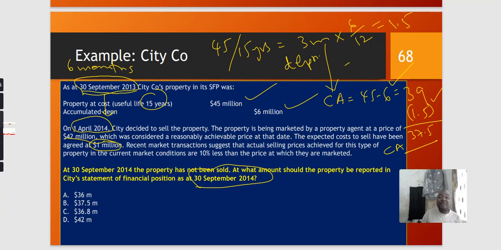Okay, recent market transactions suggest that actual selling prices achieved for this type of property in the current market conditions are 10% less than the price at which they are marketed. So we are told that this item is being marketed at 42. Remember, we are now calculating the fair value less cost to sell. So the asset is being marketed at 42 million. But we are told that for it to be sold, it should be lower than the fair value. So multiply by 0.9.